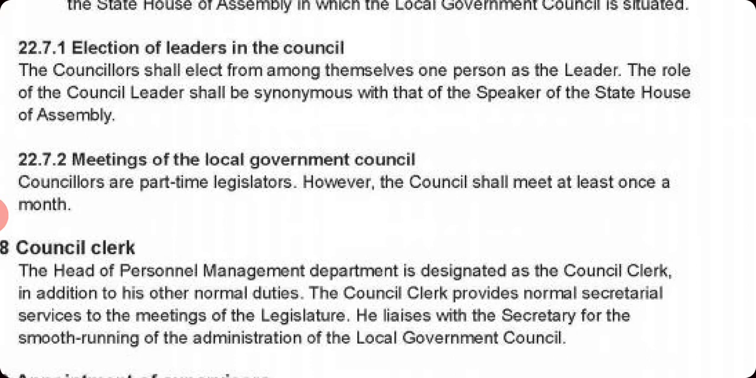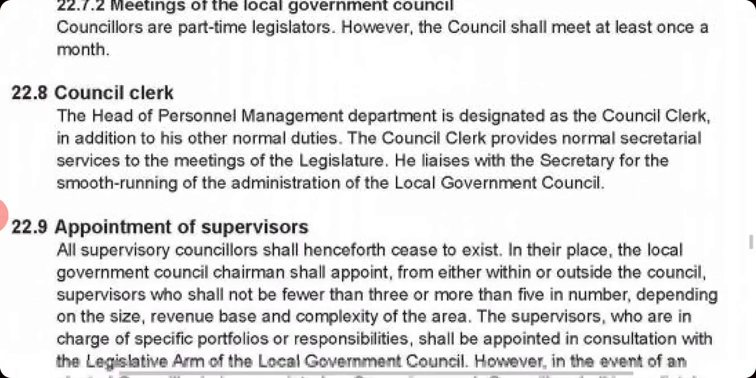So the councillors represent the ward. So each ward has a councillor. So the councillors represent these wards accordingly. All right. So move on.